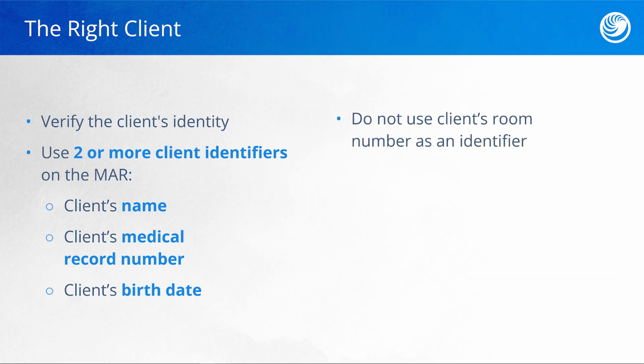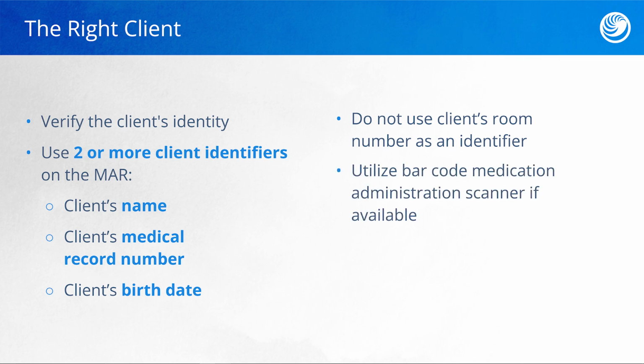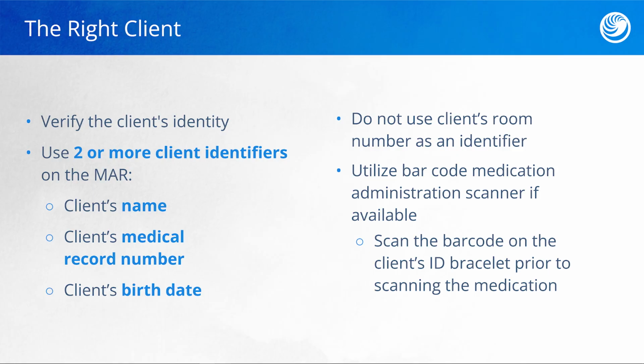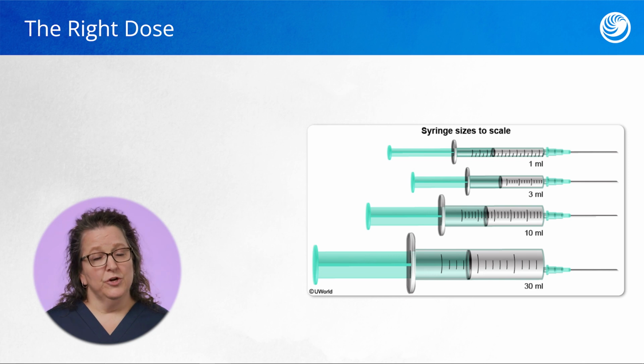We never want to use the client's room number as an identifier. You might have clients that roam and end up in the wrong room. And we can utilize the barcode medication administration scanner if it's available. You scan the barcode on the client's ID bracelet prior to scanning the medication. You, of course, want to avoid all distractions when verifying the client. If you get interrupted by a phone call or a pager or a call light, start at the beginning and re-verify all the steps.